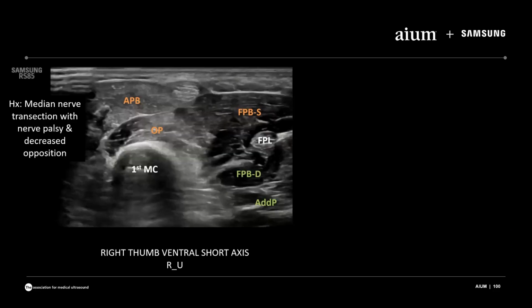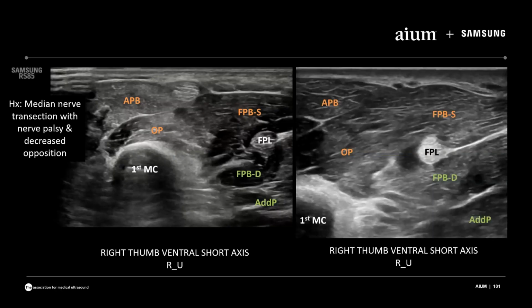So this patient actually presented, they had a history of median nerve transection. So their median nerve was split from a laceration, and they developed a nerve palsy and lost the ability to oppose their thumb. So do you see any abnormality here in the orange distribution of the superficial thenar muscles, which represents the median nerve distribution? And I'll give you back that comparison normal as a guide because it is a little tricky.